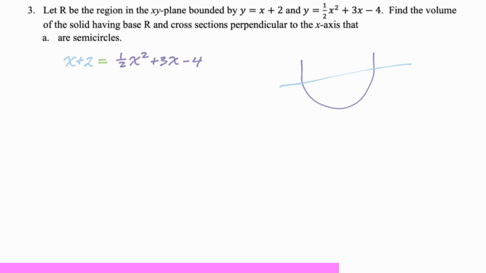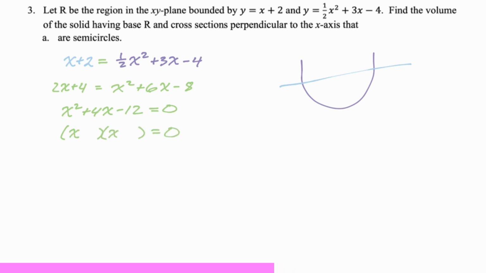I'm going to multiply everything by 2, which gives me 2x plus 4 equals x squared plus 6x minus 8. Move everything to one side, which gives me x squared plus 4x minus 12 equals 0. I'm going to factor this, so it's going to be x and x, and then plus 6 and minus 2 to get 4 as our middle term. That means the intersections occur at x equals negative 6 and x equals 2. So those will be the bounds of our integral.